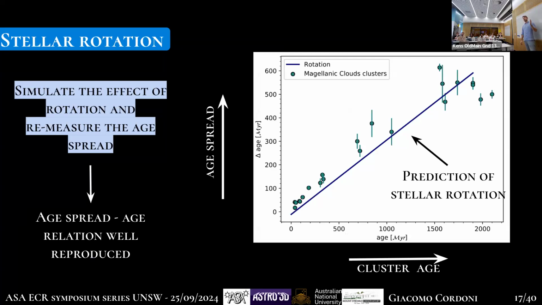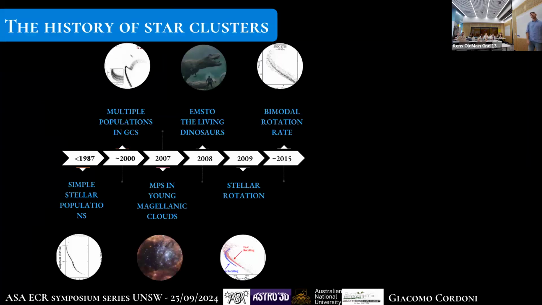And what we see is that the predictions from the stellar rotation models are actually in very good agreement with the age spread that we see in Magellanic Cloud clusters. There are fewer points here because I couldn't find the same figure. It's probably lost in my old notebook, but I could only find that, and it still gives a very good idea.